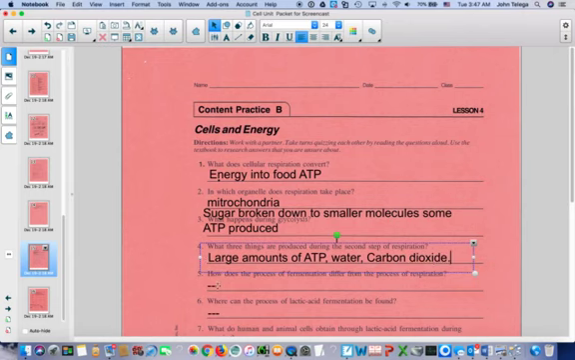How does the process of fermentation differ from the process of respiration? Uses less ATP, occurs only in the cell's mitochondria.